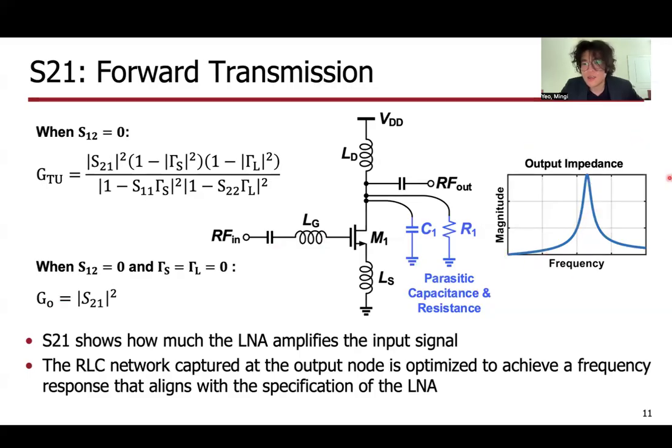The RLC tank network captured at the output node is resonant, and its frequency profile is shown on the plot to the right. The output impedance peaks at some resonant frequency given by LD and C1. And since the gain is just the transconductance of the transistor multiplied by this output impedance, the profile of the S21 will show some resonant behavior as well.